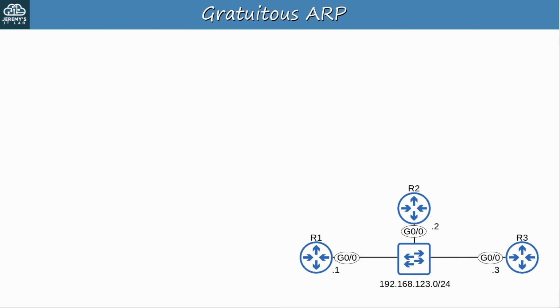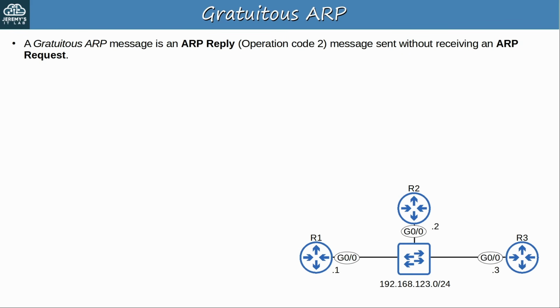The final type of ARP I will cover in this video is gratuitous ARP. A gratuitous ARP message is an ARP reply message sent without receiving an ARP request. There are a few reasons for sending gratuitous ARP messages. I mentioned one of them in the CCNA course. See if you can remember.